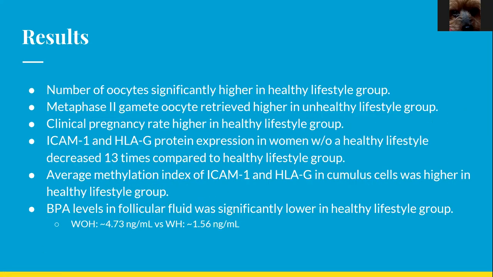Okay, so their results. They noticed there was a significantly higher amount of oocytes in the healthy lifestyle group. So women that come in contact with less plastic produce more oocytes. I think that was within their hypothesis too. And then the metaphase two gametocytes retrieved was actually higher in the unhealthy lifestyle group, which was interesting. And as expected, the clinical pregnancy rate was higher in the healthy lifestyle group. So women that avoided plastic had an easier time getting pregnant.